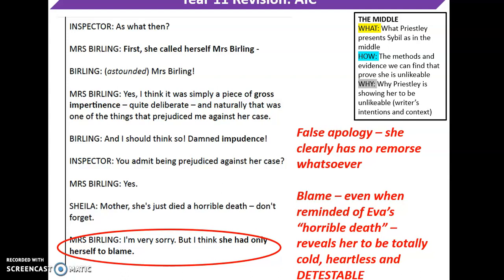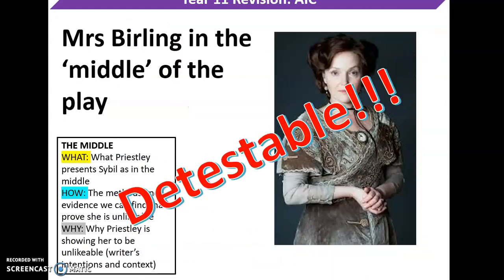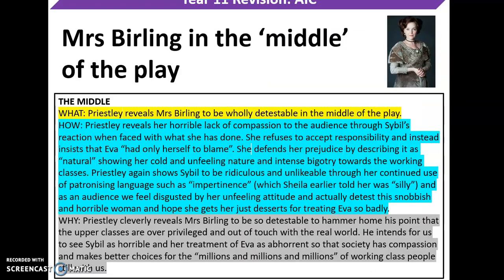Remember, mother, she's died a horrible death, burnt her insides out, drank strong disinfectant. And yet, even faced with that, there is no remorse. So we as an audience see her to be totally cold, really heartless and detestable. We hate her at this point in the play because she's very hateful at this point. So our answer is, in the middle of the play, Mrs Birling is shown to be detestable.